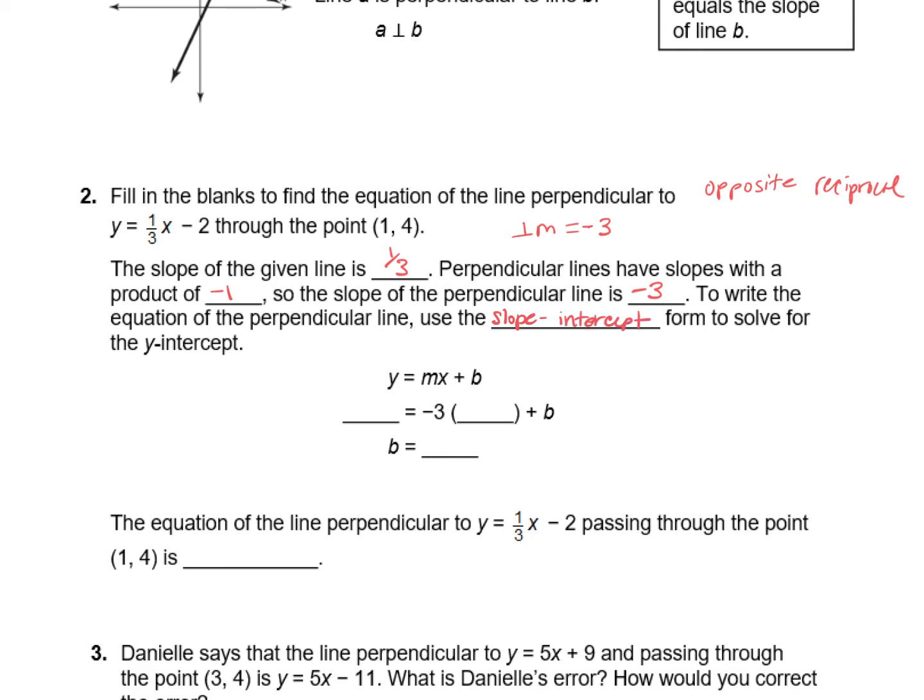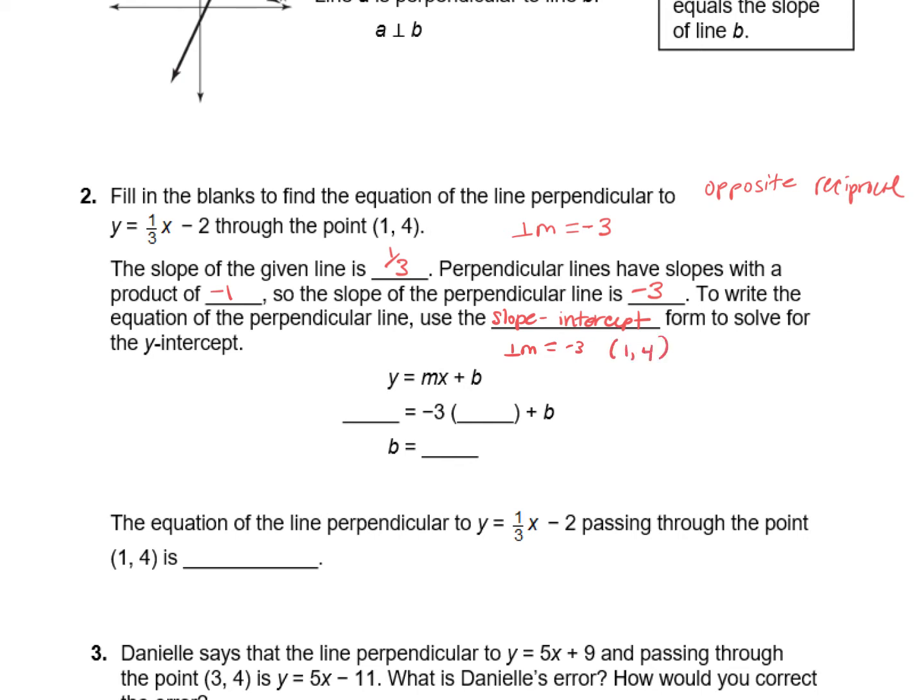To solve for the y-intercept, here's our y = mx + b. I'm going to go ahead and rewrite. We know our perpendicular slope that we're going to use is -3, and they also told us this line is going through the point (1, 4).